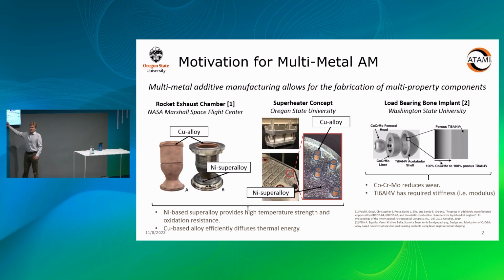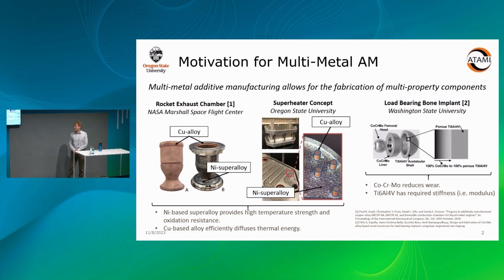Same thing with a superheater or a heat exchanger, right? We want to decrease entropy generation and increase the efficiency of our heat exchanger. We want to use a more conductive material in order to transfer the heat between the hot and the cold flows.